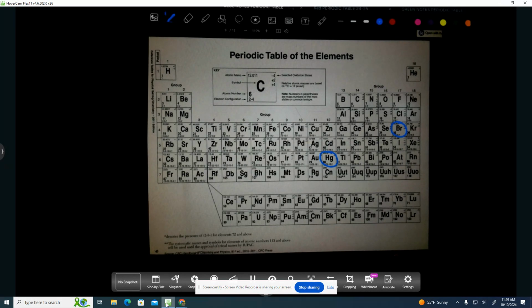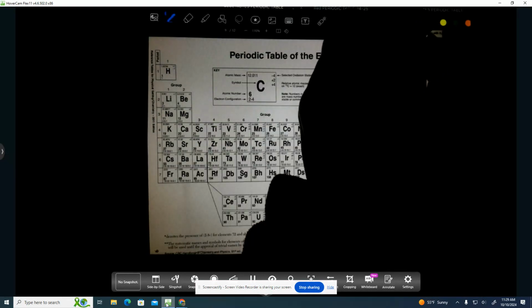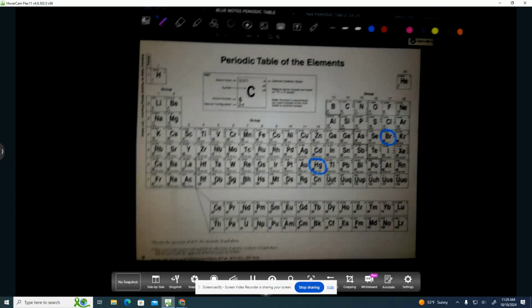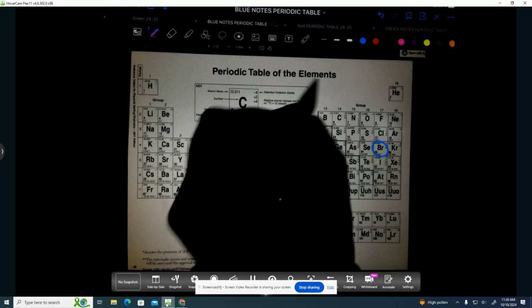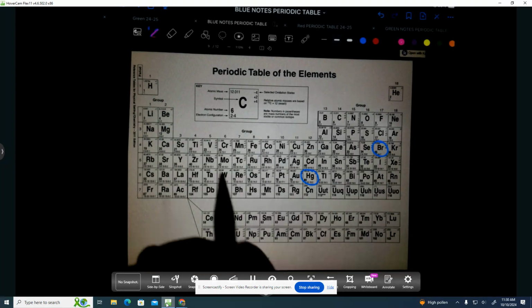Okay, mercury and bromine. There are also gases. I'm going to do them in pink. Feeling in a pink mood right now. All right. What are the gases on the periodic table? Nope, that's the diatomics. It goes from carbon all the way. Is carbon a gas?